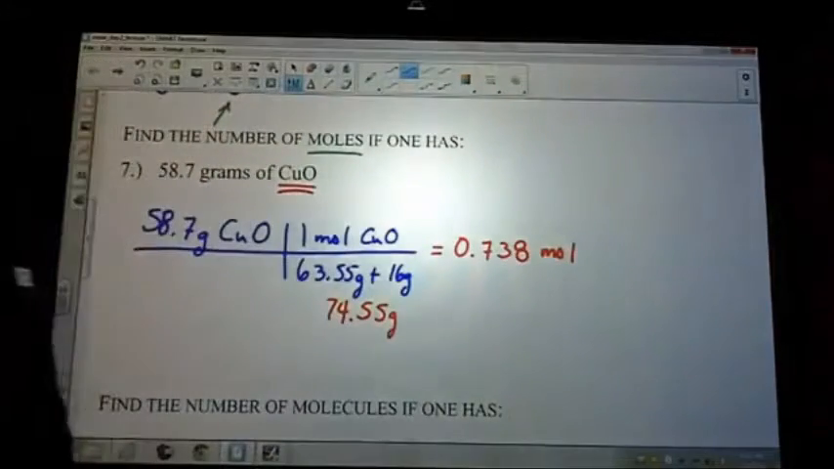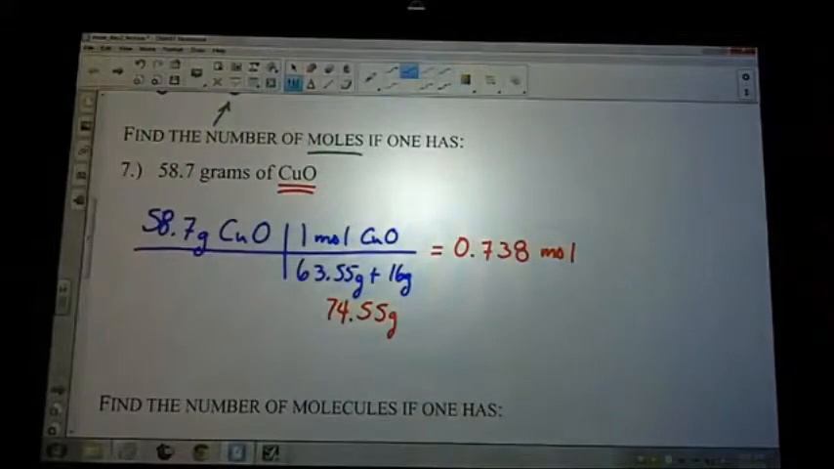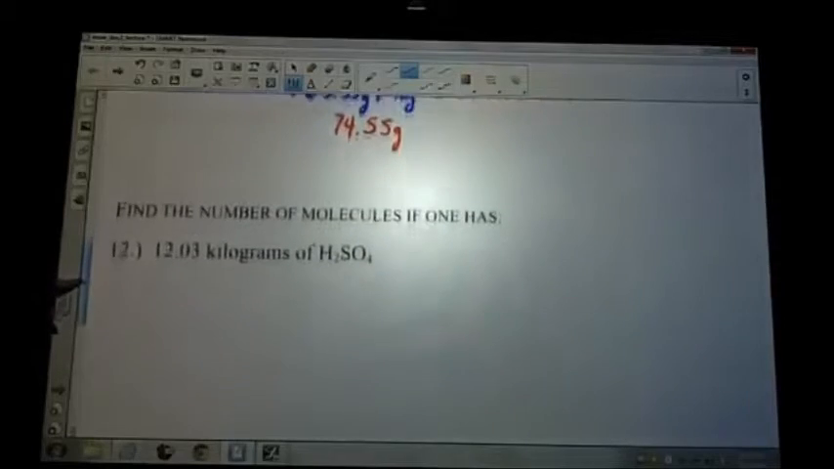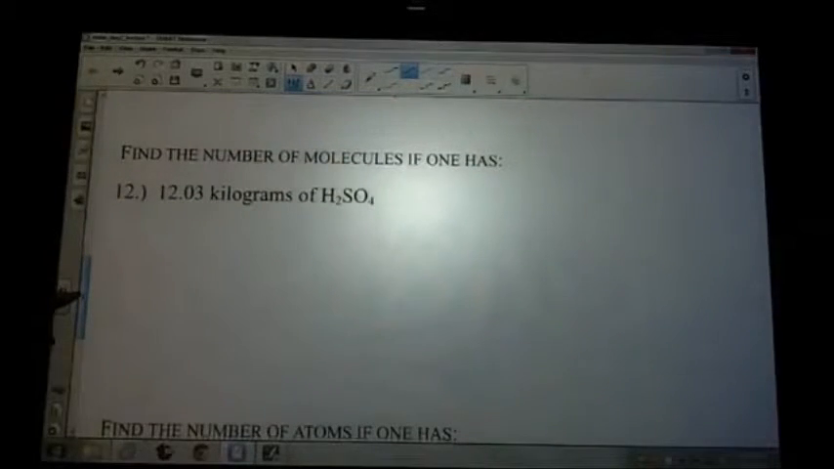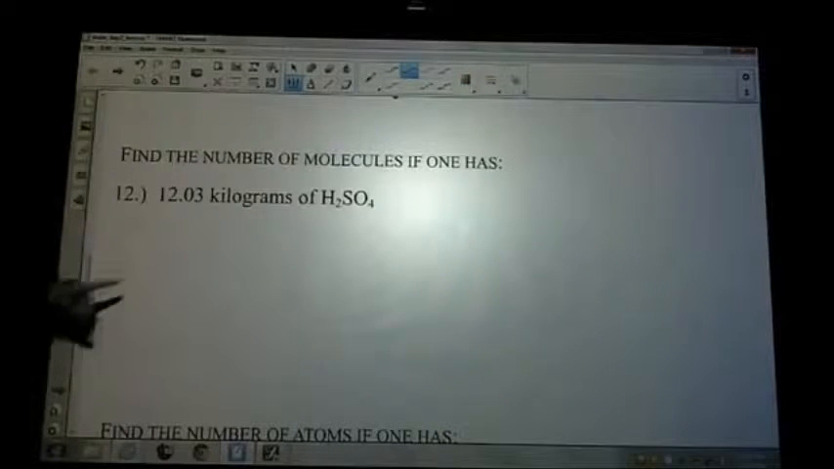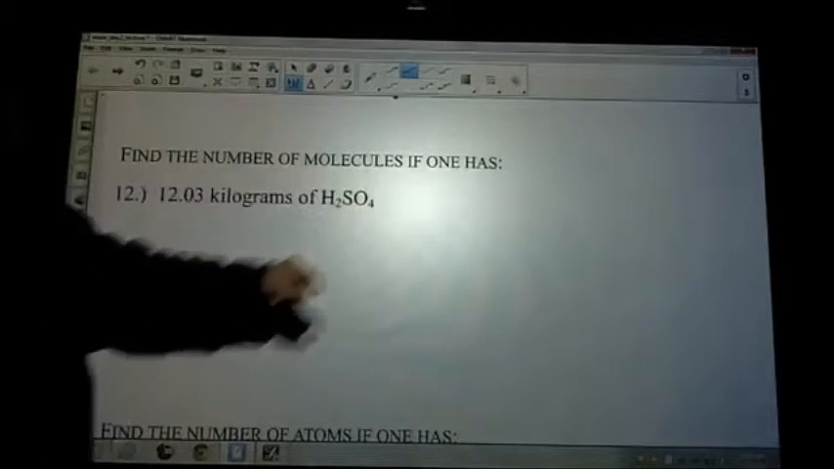Okay. So just like what we did last night. So no big issue there, I hope. Okay, let's take a look at number 12. Now it's starting to get into some fun. Okay. So here, number 12 says 12.03 kilograms of sulfuric acid, H2SO4, and it wants to know how many molecules.